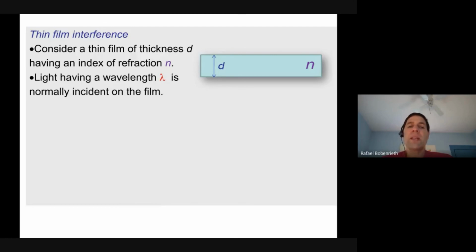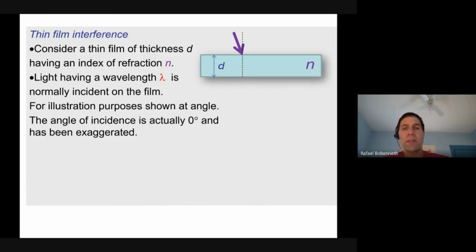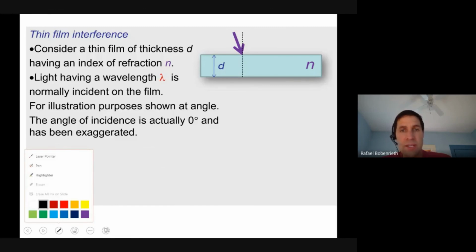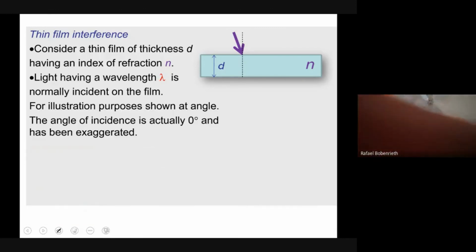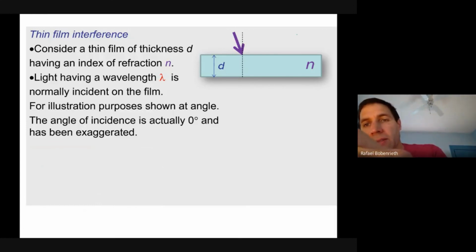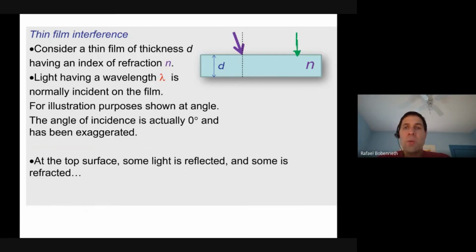Okay, so now I send light waves upon it. Just so you know, for illustration purposes, this purple light wave is coming in at an angle, but I want to make sure you realize that the reason I show it at an angle is so that you can kind of see what's going on. In reality, this light wave is coming in at an angle of 0, like that green arrow that I just drew. So what's going to happen at that top surface? Because remember, air is one medium, and this thin film is a different medium, with a different index of refraction. A part of it is going to be reflected, and a part of it is going to be transmitted.